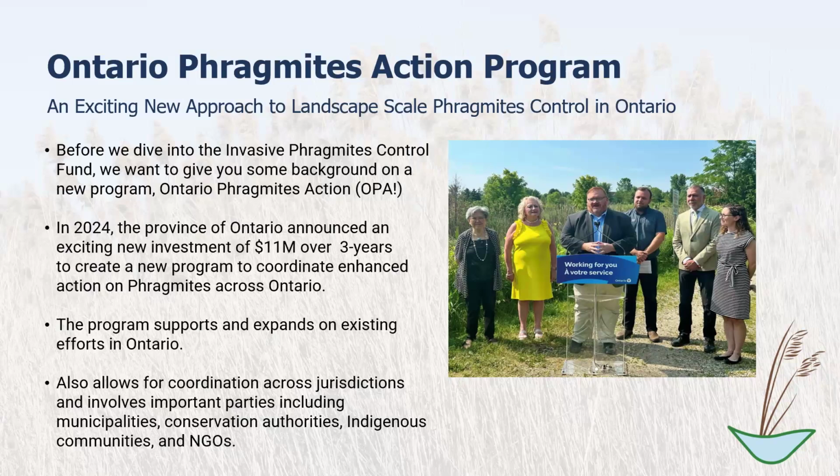So as some of you might have heard, in 2024, the province of Ontario did announce an exciting new investment of $11 million over 3 years to create a new program to help coordinate enhanced action on Phragmites across Ontario. This program is going to support and expand on existing efforts in the province. And it's also going to allow for coordination across jurisdictions, and it's going to involve important parties, including municipalities, conservation authorities, Indigenous communities, and NGOs or non-governmental organizations.